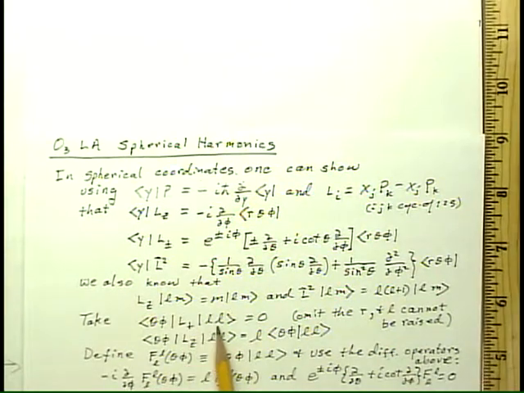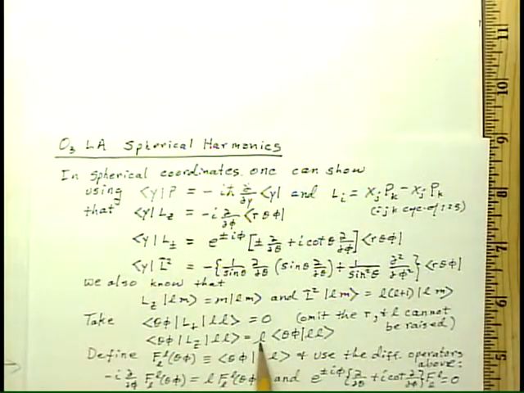And when we do that, we can act to the right and we get 0. And when we act to the left, when we act to the right, we get L times that state. And when we act to the left with Lz, we get the expression for Lz.